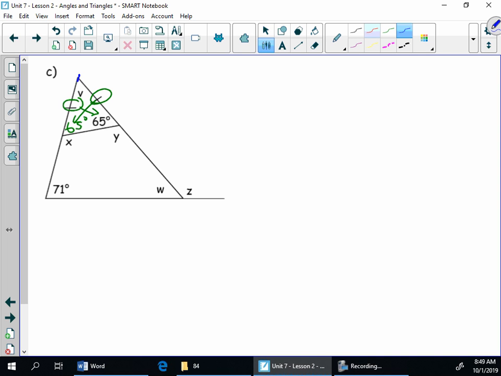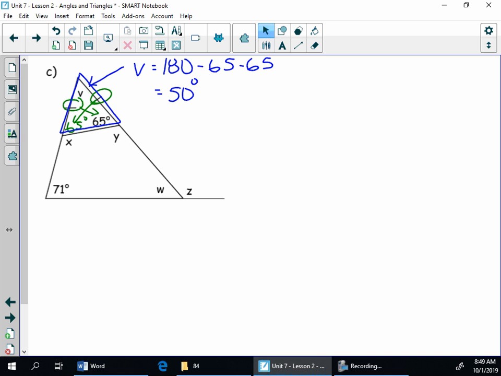If I know 2 of the 3 parts of a triangle, can I figure out the third part? Absolutely. V is 180, that's my whole triangle. Take away the 2 65s, it's got to be 50 degrees. Okay, so I've got some stuff figured out. What else can I figure out?